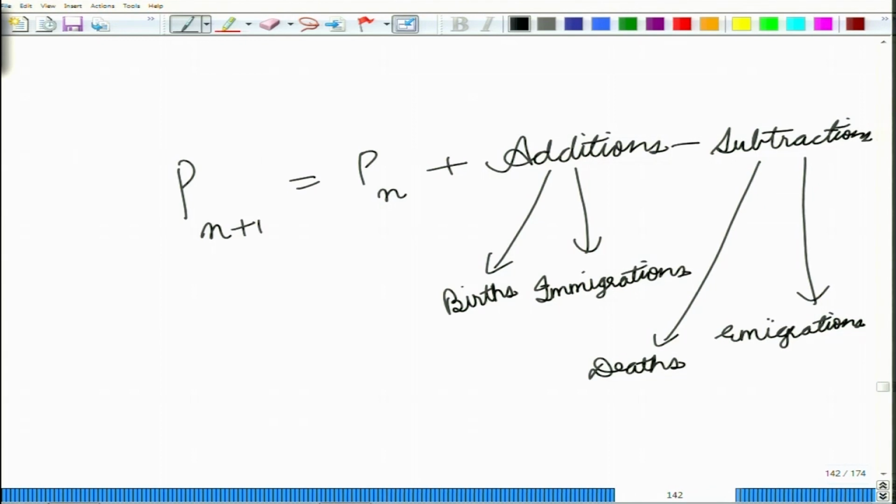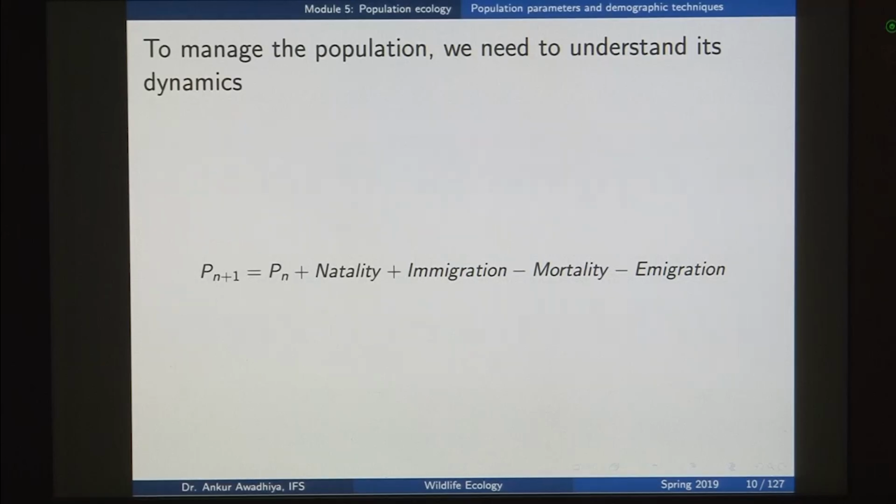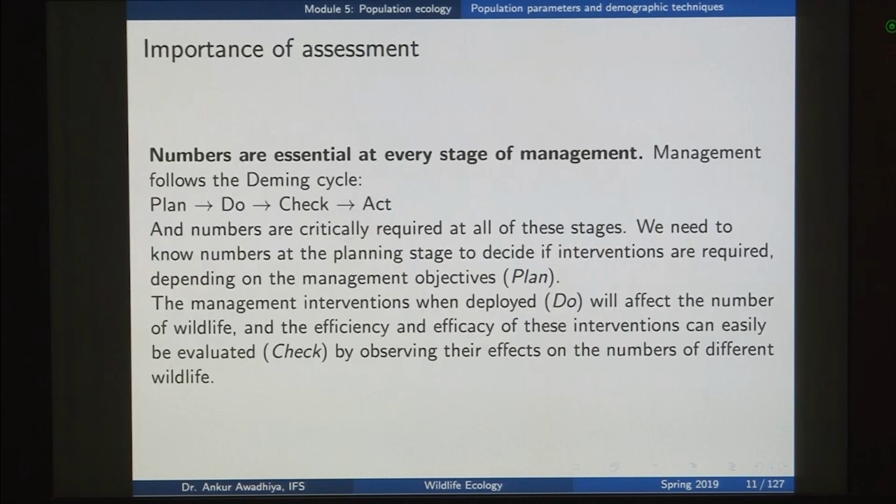So this is the basic equation through which we can understand how a population is moving. Now, why do we need to make these assessments? Why do we need to understand how much the population is, what its parameters are, and how it is going to change? Well, it is important because numbers are essential at every stage of management.